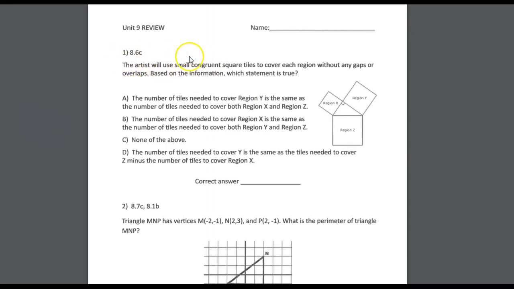Number 1, the artist will use small congruent square tiles to cover each region without any gaps or overlaps. Based on the information, what statement's true? Well, we learned in this unit that the smaller squares equal the biggest square. These two squares equal this one. That's why on the Pythagorean theorem, if you just have the legs, you add them to get your hypotenuse. And if you have the hypotenuse and one leg, you subtract because you need the difference to get the other leg.